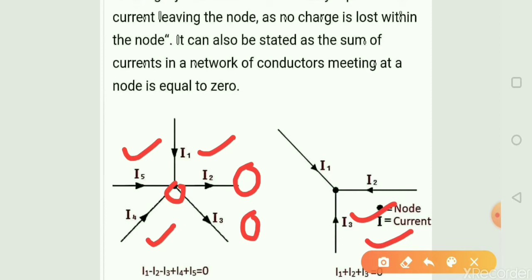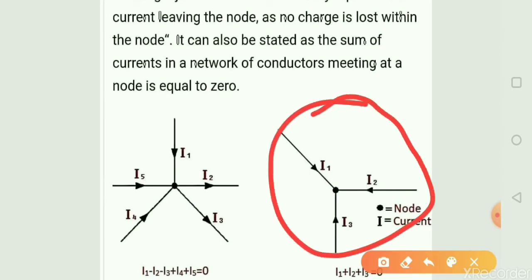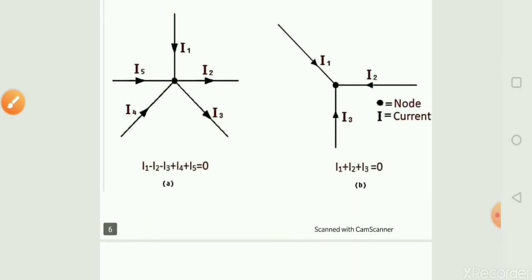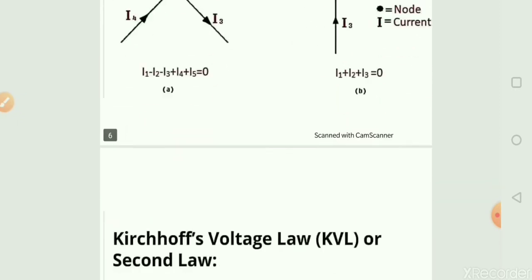And same for this figure. Here is one node and 3 branches. I1, I2, I3, all 3 currents are incoming. So the equation becomes I1 plus I2 plus I3 equal to 0.